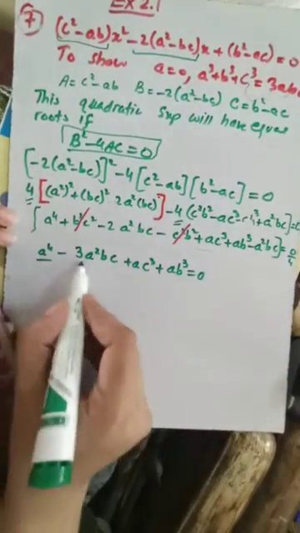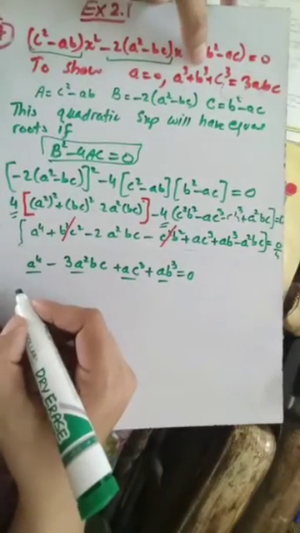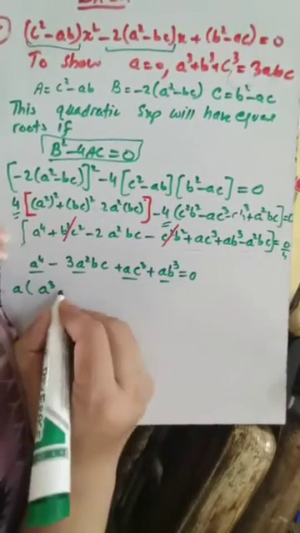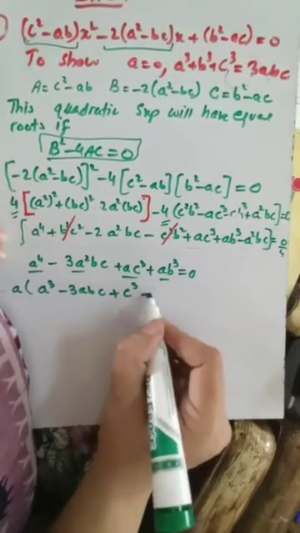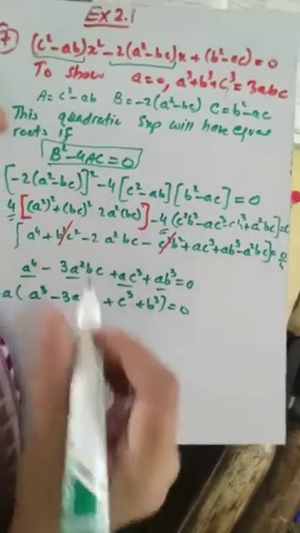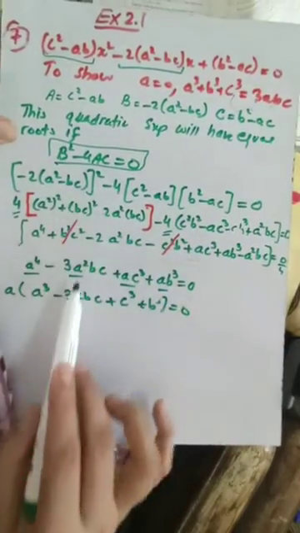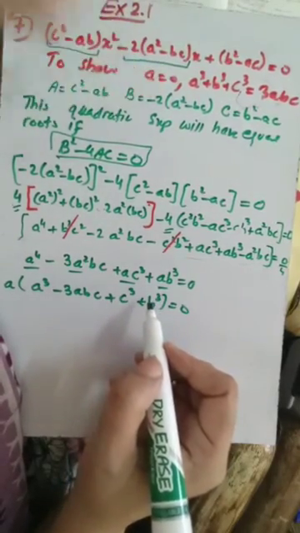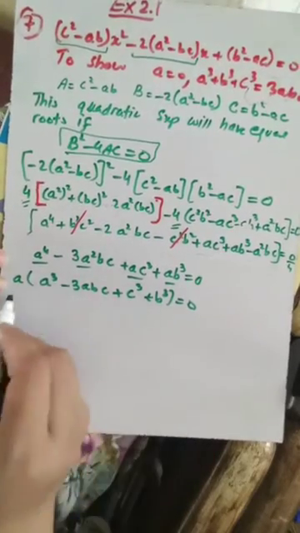Now if I take a common from all of them, as you see a is in the whole expression, because we want cube, we want this expression. Okay, so if I take a common from this, we are getting a cube minus 3abc plus c cube plus b cube is equal to 0. As you may see, we are approaching our expression. We have used the condition that the roots will be equal if b square minus 4ac is equal to 0, and if b square minus 4ac is equal to 0, then we are getting this expression. It means if we have equal roots, we will have this condition. As you may see, we have nearly approached the condition.